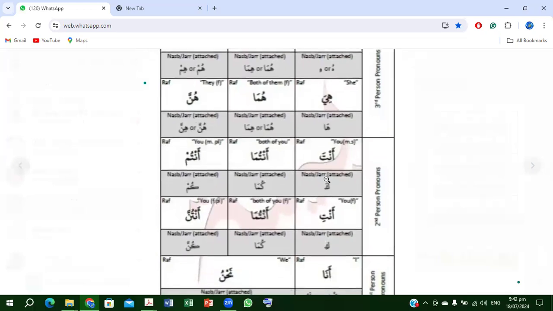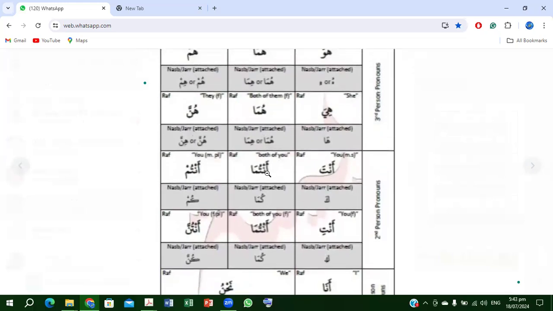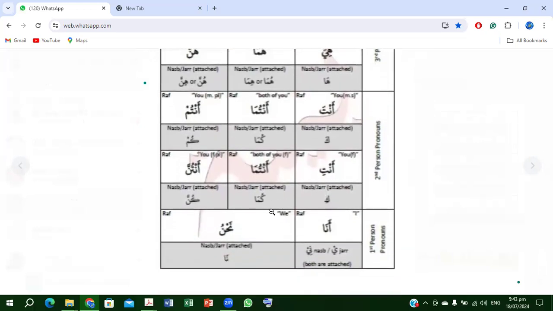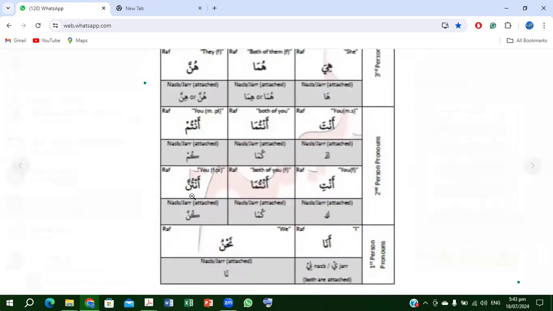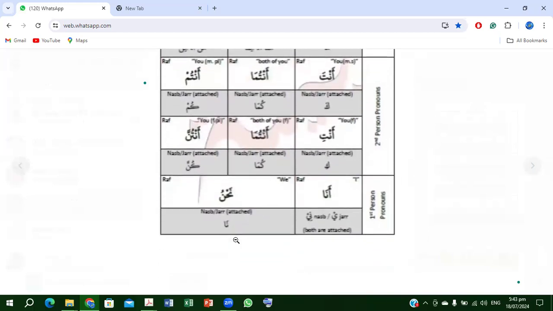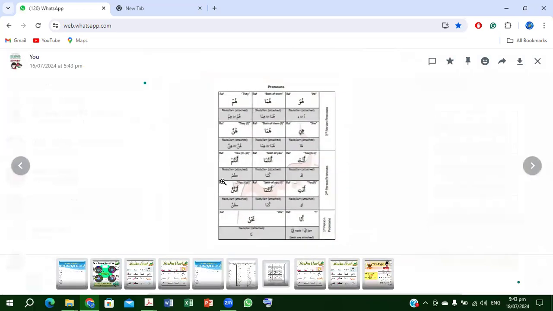Anta, detached form, and ka is attached form. Anta and ka. Antuma, kuma. Antum, kum. Anti, ki. Antuma, kuma. Antunna, kunna. Right? If you see, it's a little similar, sounds similar. Ana is with ya and nahnu is with na. So in this table here, both attached and detached pronouns are given together. The pictures I was showing you before were separate, but here they are together in one table. And I have explained them separately, okay?